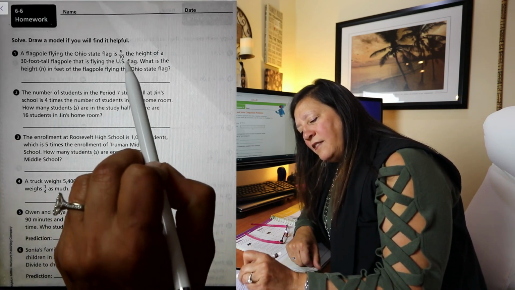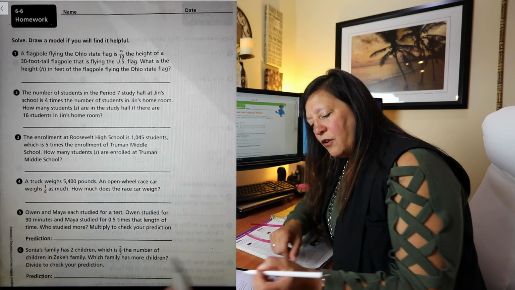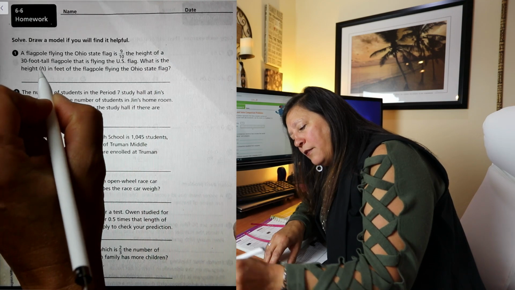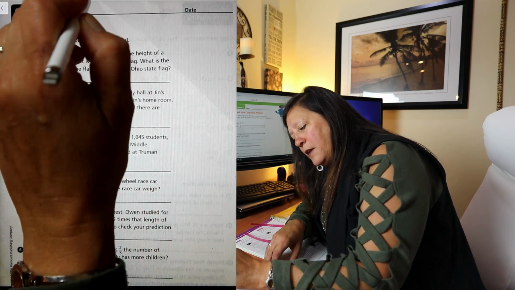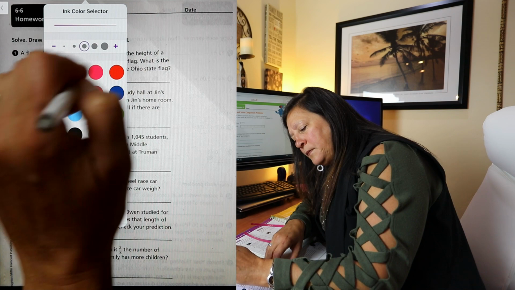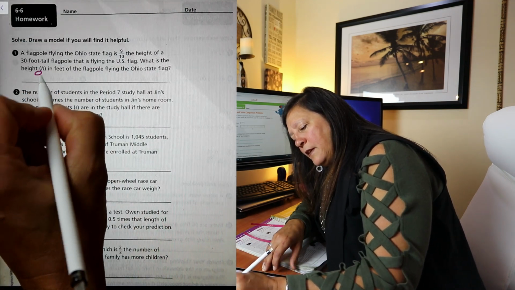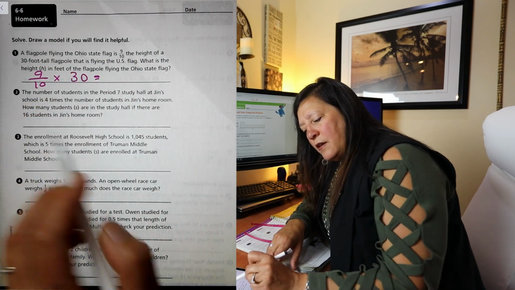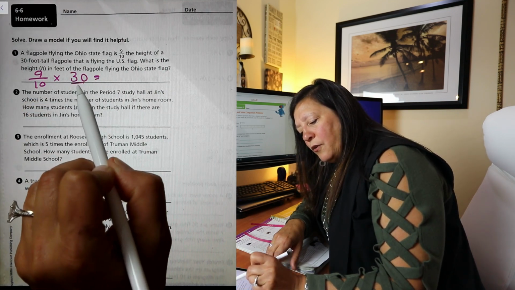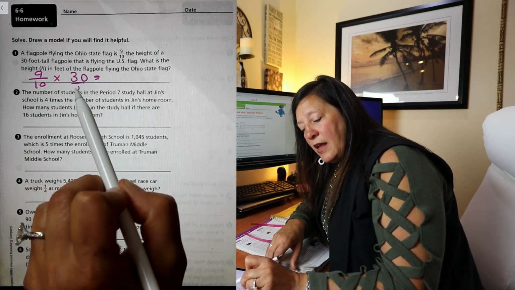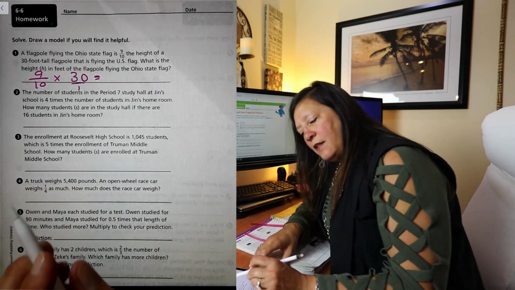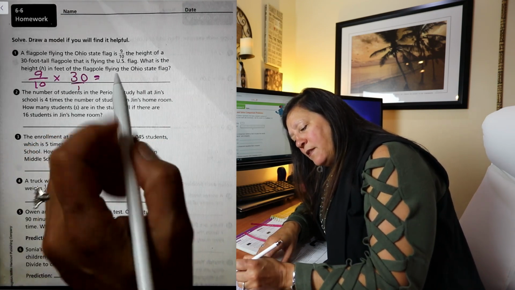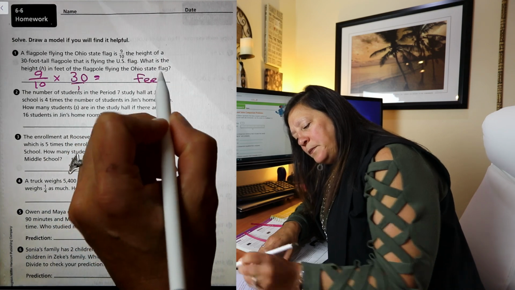So it is 9/10 the height of the 30-foot tall flagpole. So we're taking a fraction times a whole number. And our answer, oopsie, let's go ahead and get our pen going again here. Little persnickety, 9/10 of or times the 30-foot tall. Make sure you put your whole number over 1. Simplify first if you can. Multiply it out to get the flagpole height of the Ohio State flag. And the measurement is in feet.